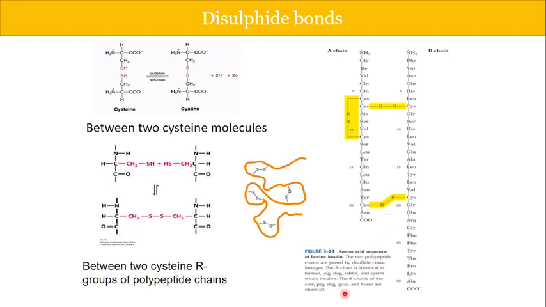The A chain is identical in humans, pigs, dogs, rabbits and sperm whale insulins, and the B chain of the cow, pig, dog, goat and horse are also identical. What is important here is that the two chains are joined by the disulfide cross linkages. Therefore, in proteins, in the folding of proteins as well as in the structure determination of proteins, these disulfide bonds are very important.